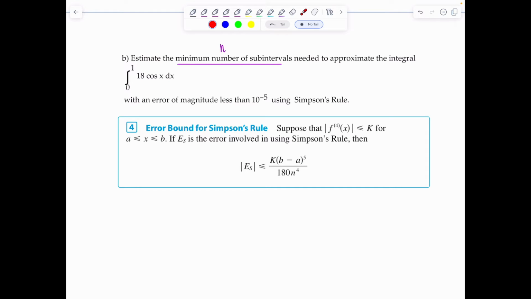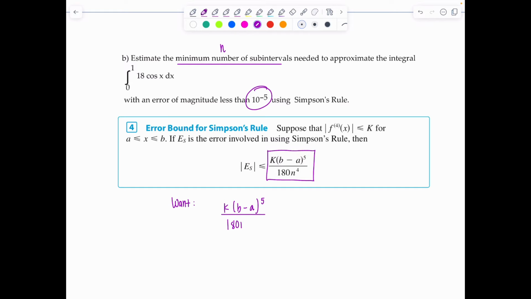So let's proceed. So basically what we want in this problem is for our error, this is the expression for our error, we want it to be less than 10 to the negative 5th. So we want k times (b minus a) to the 5th over 180 n to the 4th. We need that to be less than or equal to 10 to the negative 5th. You have to set up the direction of this inequality correctly. This is an upper bound on the error, and I need this upper bound to be less than 10 to the negative 5th. So you know, this is how it really all goes together, okay?